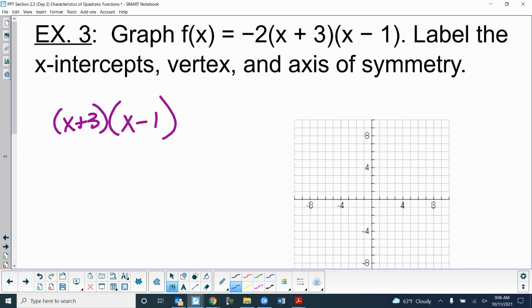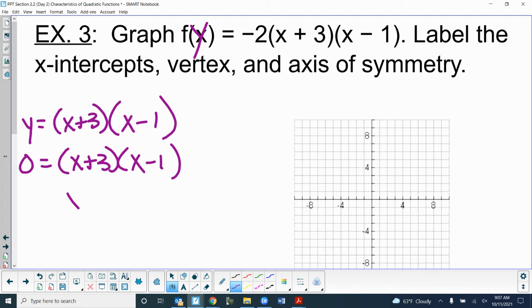x-intercepts, I got to set them equal to 0, right? So we're thinking, remember, we can rewrite this as y equals instead of f of x, right? So if y is 0, this is my equation I'm trying to solve. Well, if I'm multiplying 2 things and the answer is 0, what must be true about at least one of those 2 things? It's got to be 0, right? Make sense? If I'm multiplying 2 numbers, the answer is 0, one of the numbers has to be 0, right?